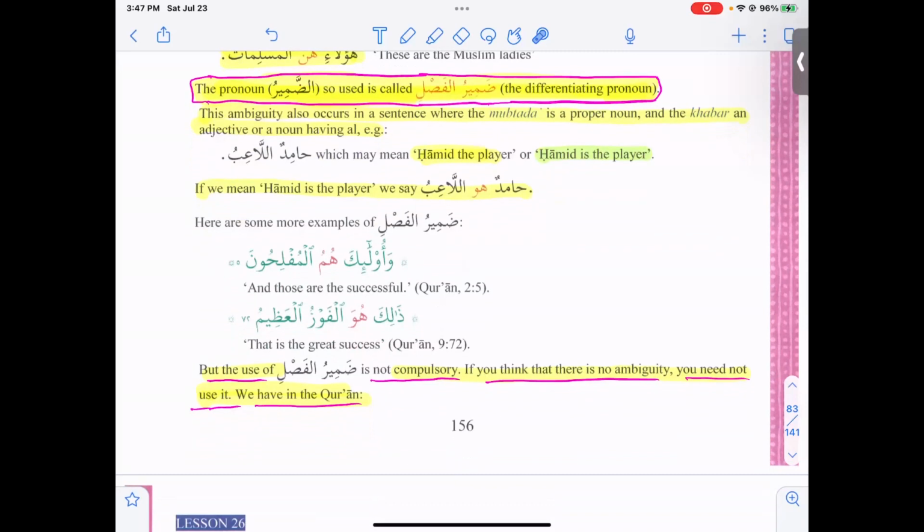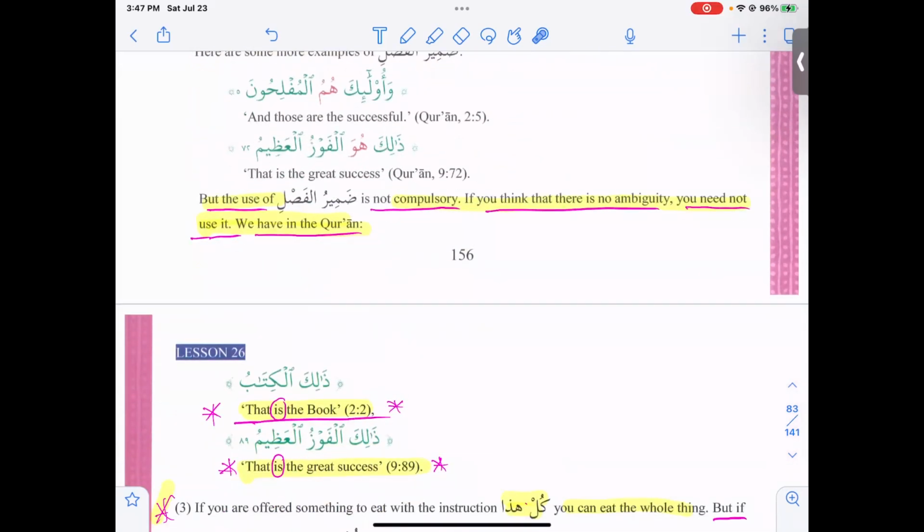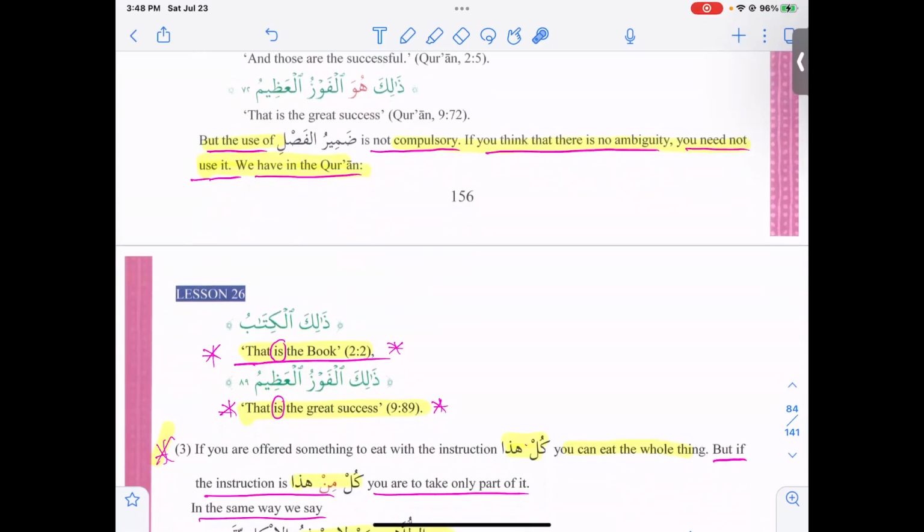But the use of Damirul Fasli, we must remember, is not compulsory. If you think that there is no ambiguity, you need not use it. We have in the Quran examples. Dhalika al-kitabu. This is the book. Dhalika al-kitabu la rayba fih. This is the book, no doubt in it. Dhalika al-fawzul azim. This is the great success.